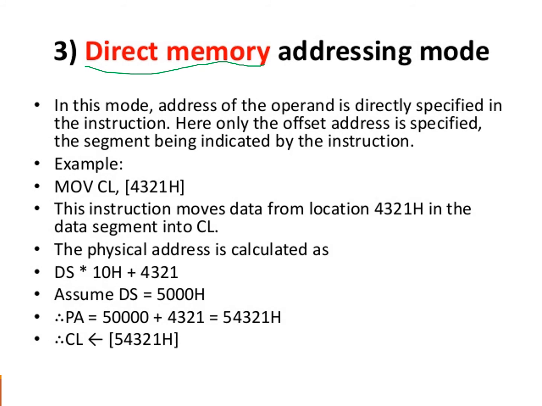Instead of using immediate data, or instead of giving the name of the register where data content is available, what we are doing is giving an offset address in which the respective data which we want to use for that particular instruction execution is stored. If you see this example, MOV CL, 4321H, this 4321H is basically the offset address.